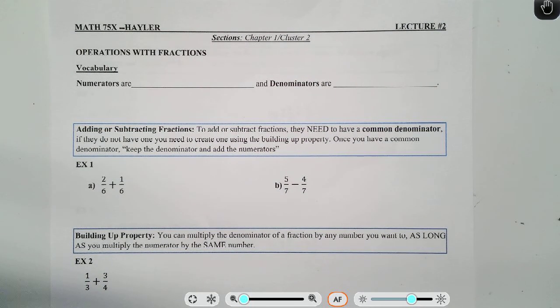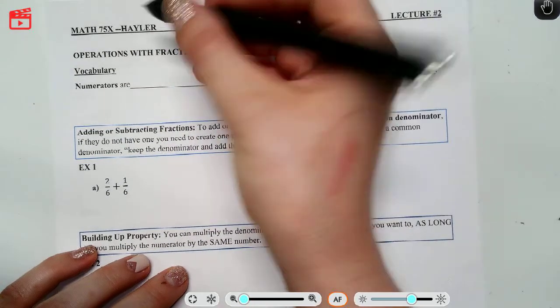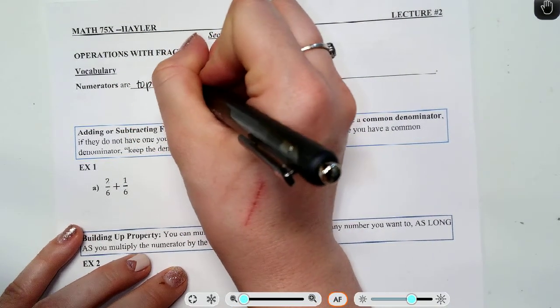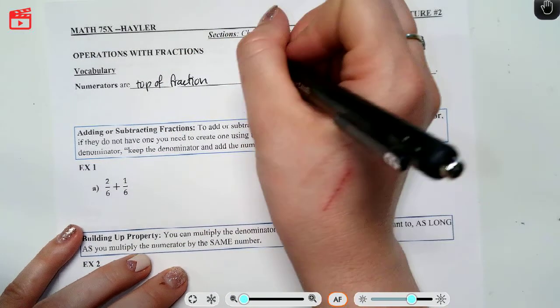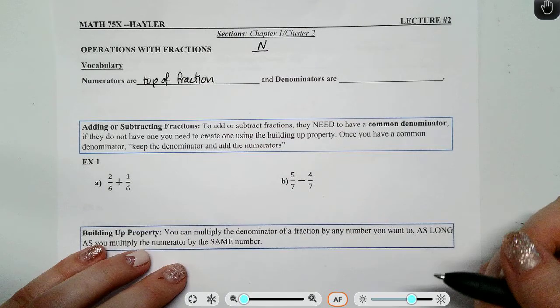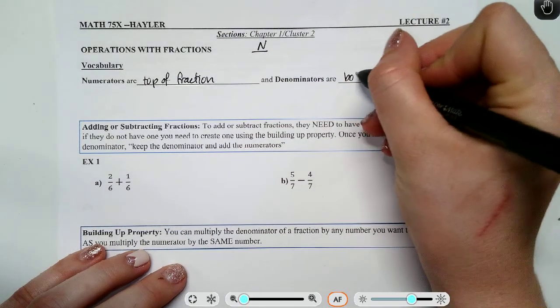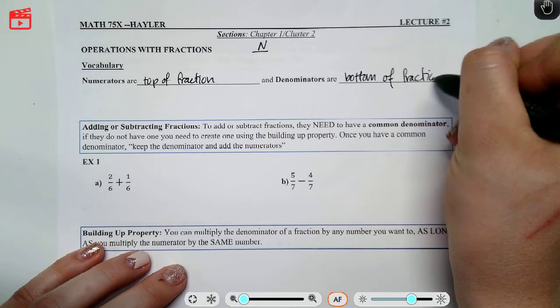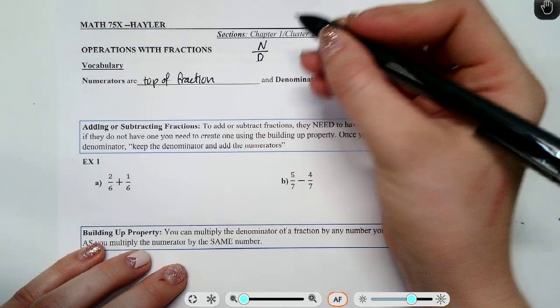So the numerators, when I say the word numerators, numerators are the top of the fraction. Okay, so numerator would be on the top, and denominators are the bottom of the fraction. Alright, denominators are on the bottom.